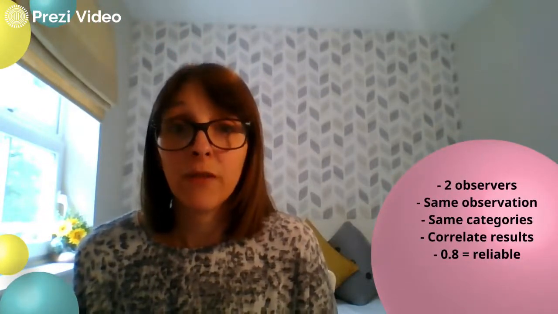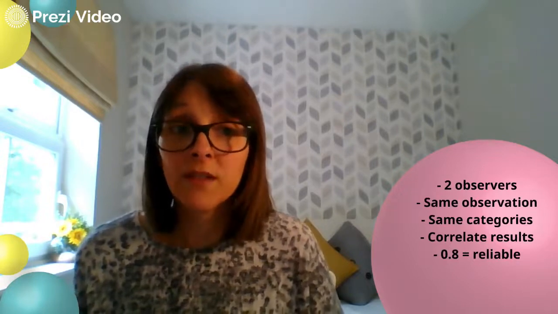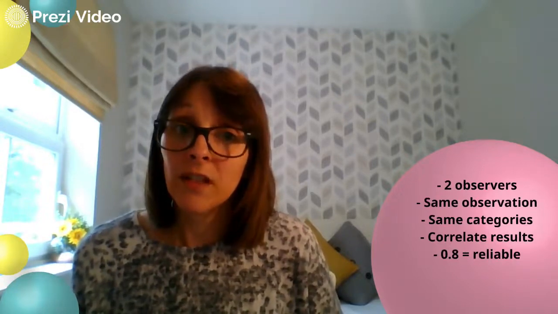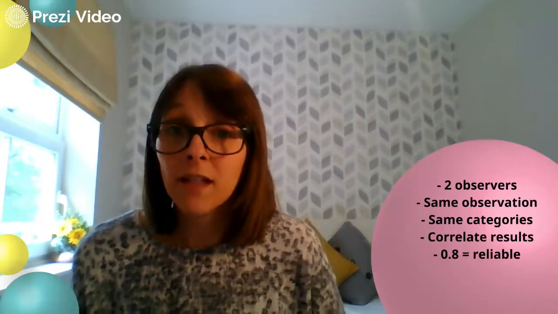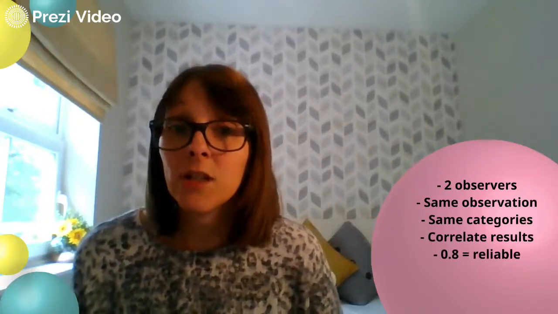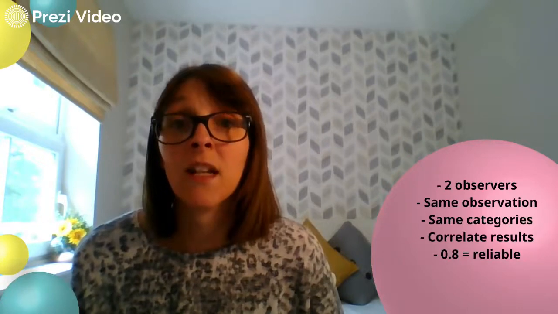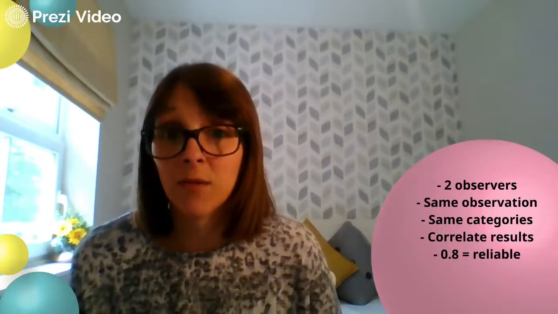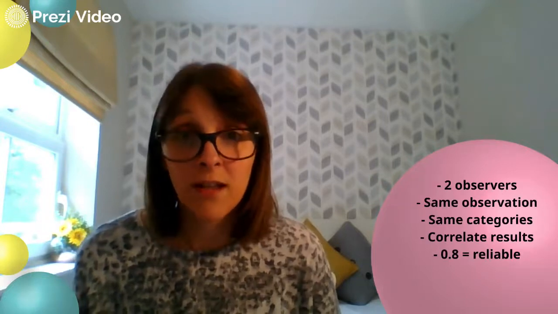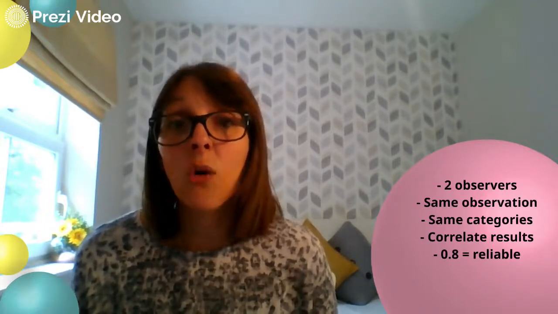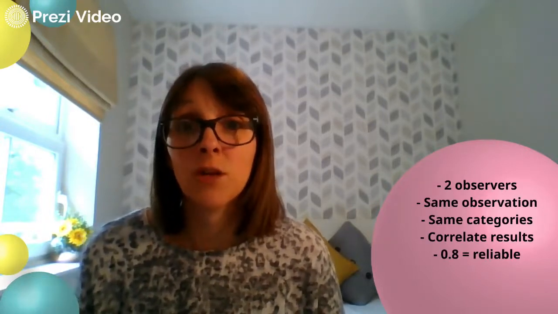So what you need to remember for observations: to test the reliability of observations, you use two observers, they do the same observation, they use the same behavioural categories, then we correlate their results. If there's a correlation of 0.8 or above, then our observation is reliable. If it isn't reliable, we can operationalise our behavioural categories, or we can practice the observation before we carry it out.